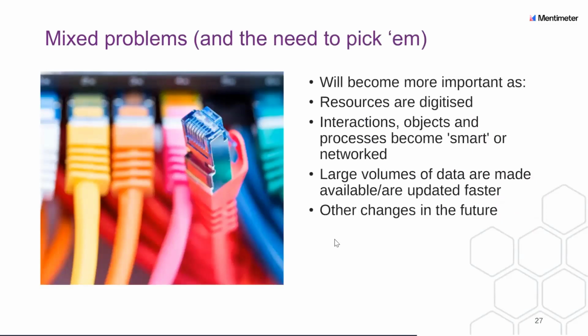Importantly, mixed problems will become more important because resources are being digitized: interactions, objects, processes, everything's becoming smarter, networked, or next gen. Large volumes of data are made available and updated faster than at any point in history. So we can now get really fast, accurate data in ways that we didn't used to. Right now we might not have problems that we think that data is relevant to, but it could be very relevant if we start thinking, what might we be able to do with it? What is this data showing us? What could it be good for?